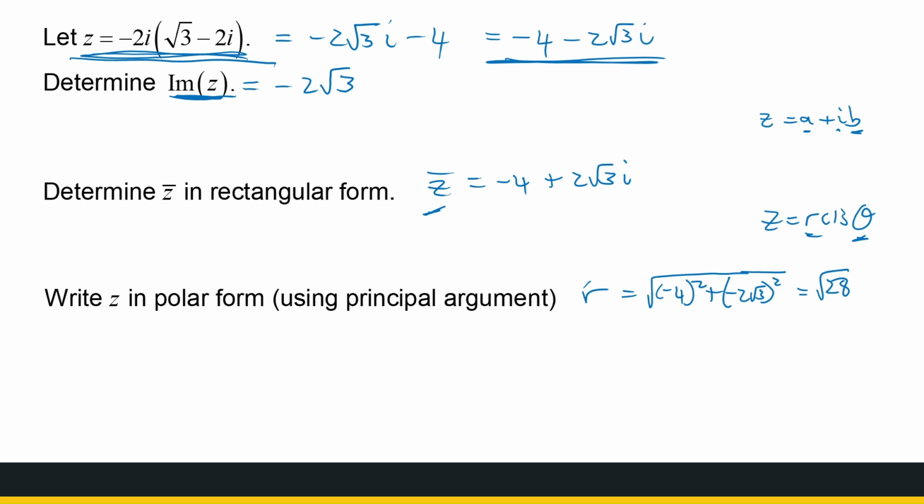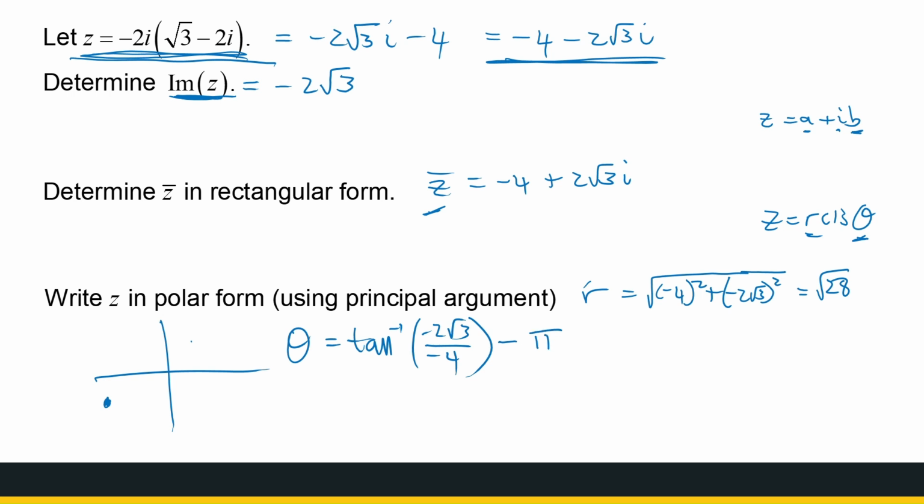Now to find the angle, first check which quadrant it is in. Negative real portion, negative imaginary portion, so I know it's in the third quadrant. So to find that principal argument theta, it's arctan of b over a, which is minus 2 root 3 over minus 4. But that'll land me in the first quadrant, so I must minus pi from that to get the principal argument. So that gives me, with a bit of calculator work, you see that ends up with an irrational number, ugly decimal number. We stop there. That means this is the principal argument, the exact value.